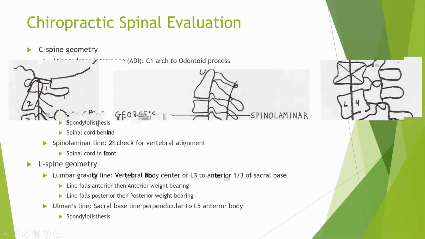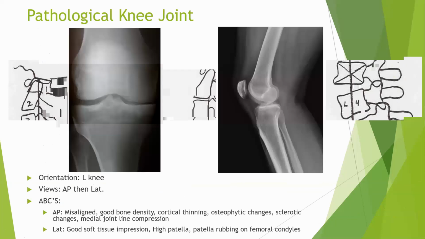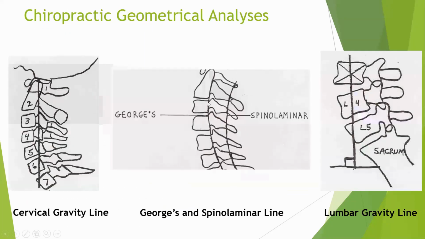spondylolisthesis, and you can grade spondylolisthesis based on how much slippage there is of the superior vertebra relative to the inferior vertebra. You can easily grade that. Okay, now why is it important? Right behind George's line, right over here, is your spinal cord. So the spinal cord is actually running superior to inferior right behind George's line.